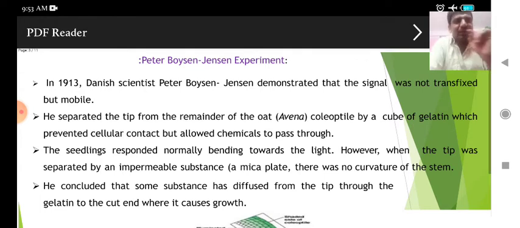So that was the aim of that particular experiment. What they did was they separated the tip from the oat.